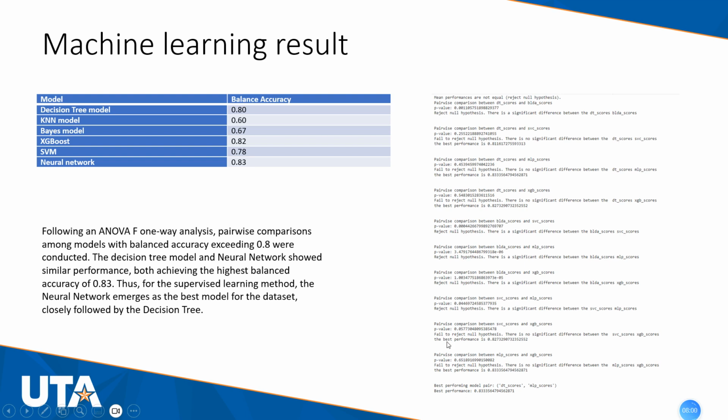After the whole process, we found that among the supervised learning models, the best model is the neural network. In this result, balanced accuracy is 0.83. And the similar model is not gradient boosting, it is the decision tree. So those two are similar models.